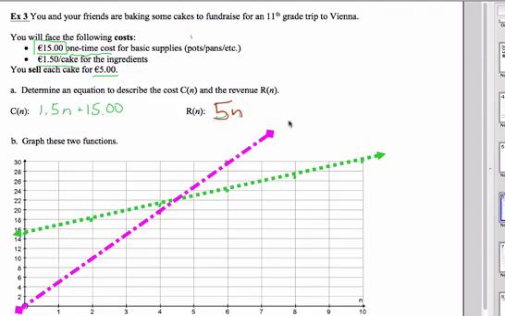Alright, so I've graphed the two, and later I think we're going to have a question about the intersect, of course. The intersect looks like it's going to be at 4.5 cakes and $22. That's where you kind of break even.